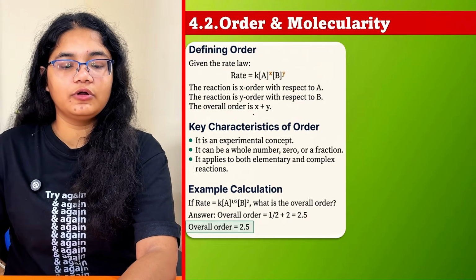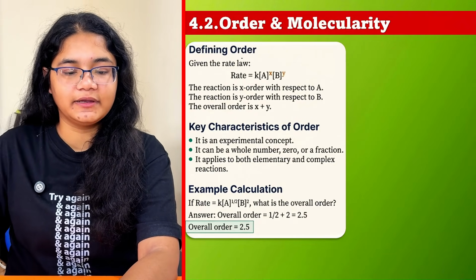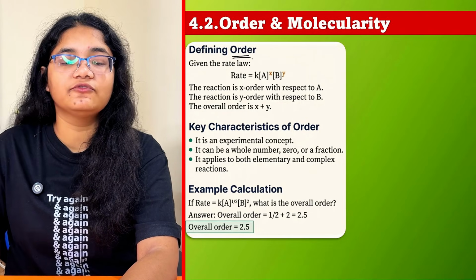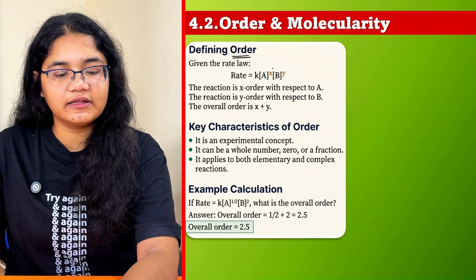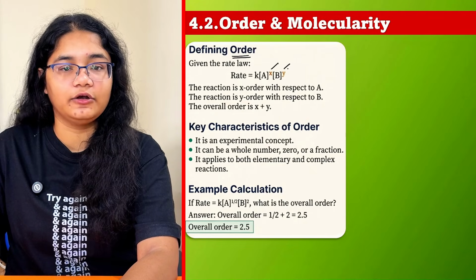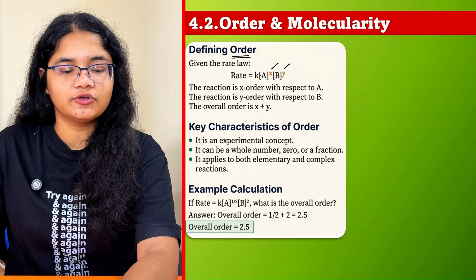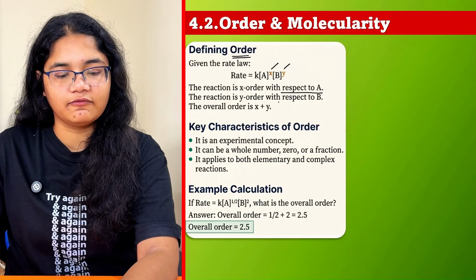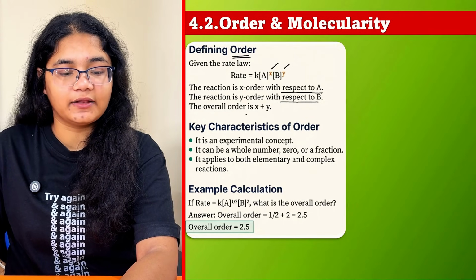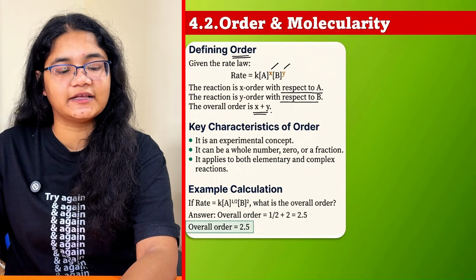Now let's talk about order and molecularity. So we have been listening to this word order a few times. So what is order exactly? Whatever this x and y we write in the rate law, these are called orders. Okay, so x is the order with respect to a, y is the order with respect to b, and the overall order of the whole reaction is x plus y.